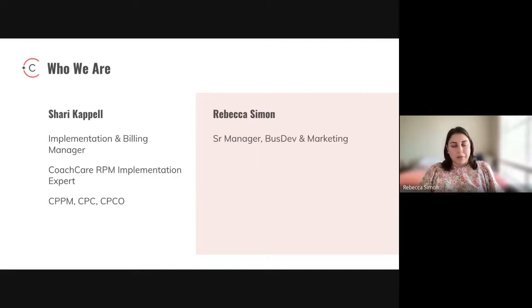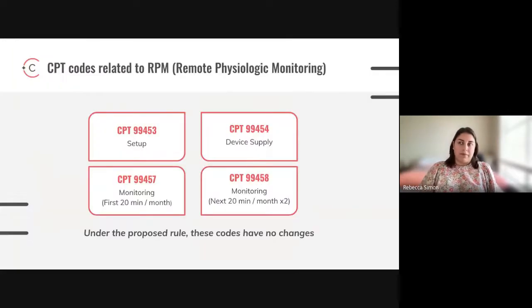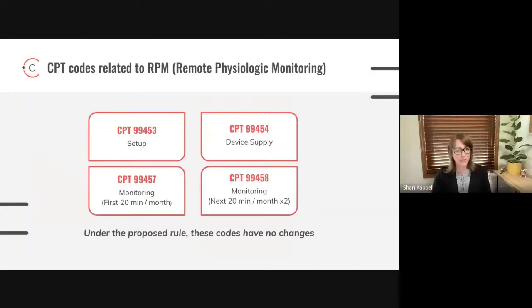So to Sherry, my first question for you is, how does the proposed rule affect the CPT codes related to RPM? And if there is an effect or an impact, how does it change them? Hello, and thank you, Rebecca. So to refresh everyone's memory, the CPT codes related to RPM, that's remote physiological monitoring, are 99453, 99454, 99457, and 99458. Under the proposed rule, these codes have no change.